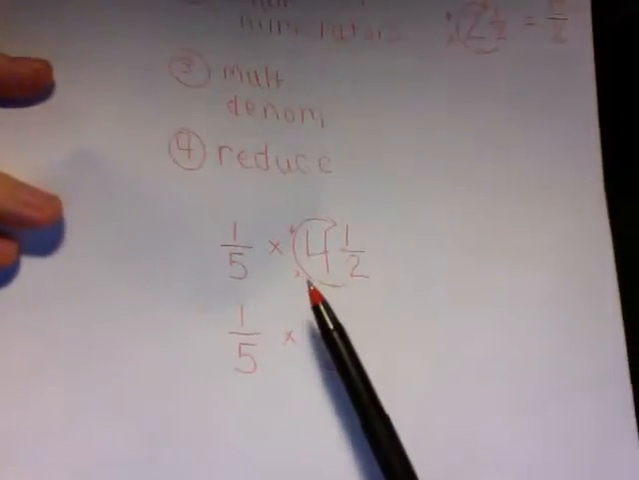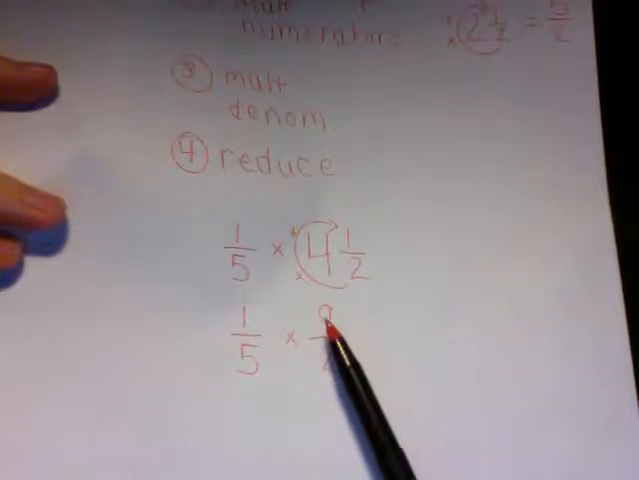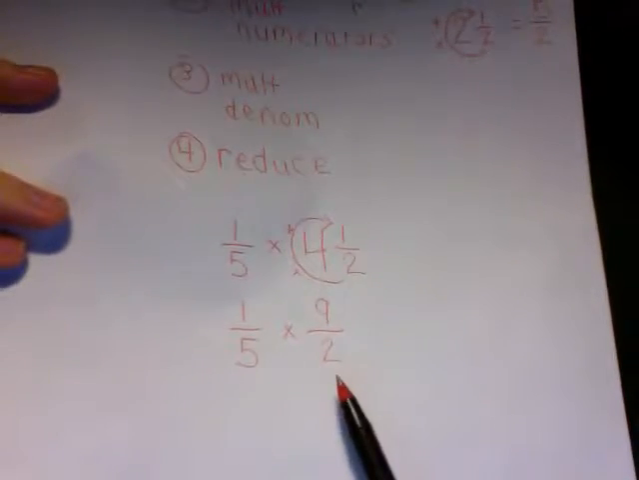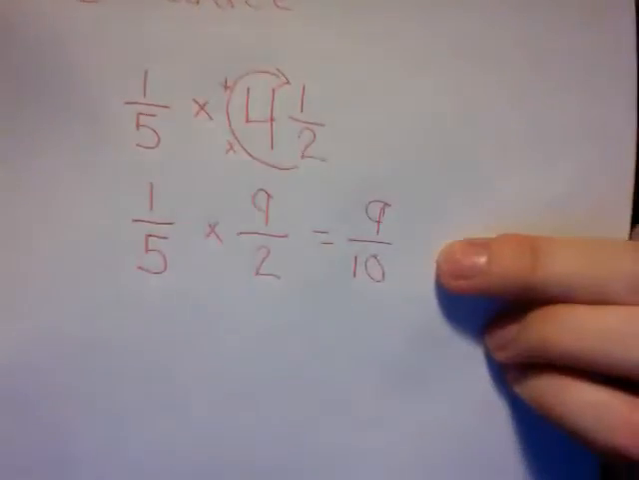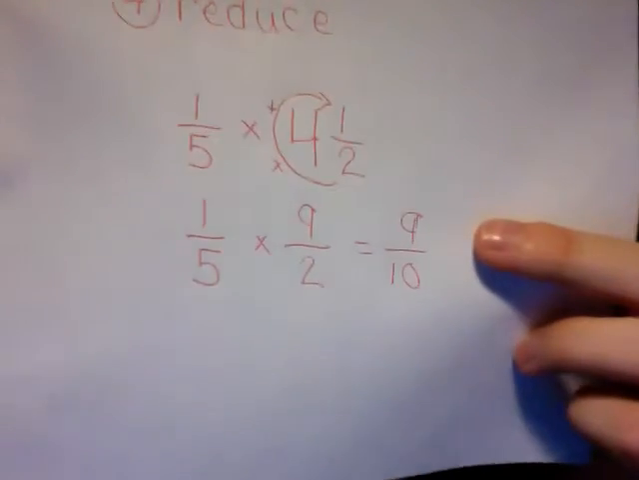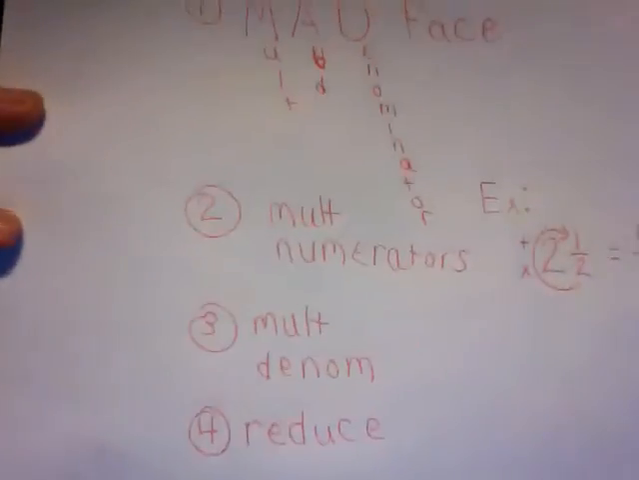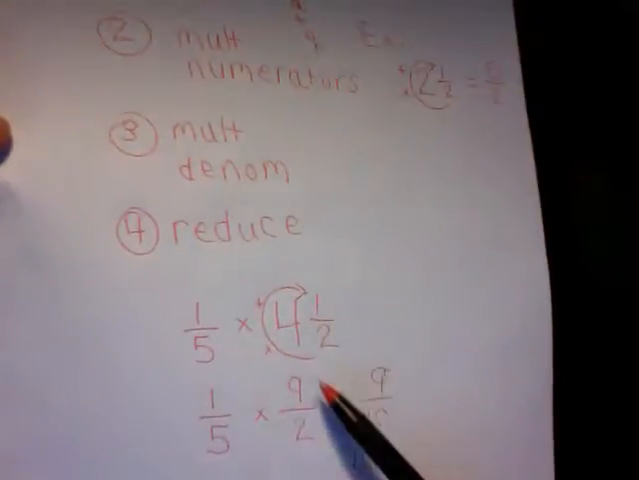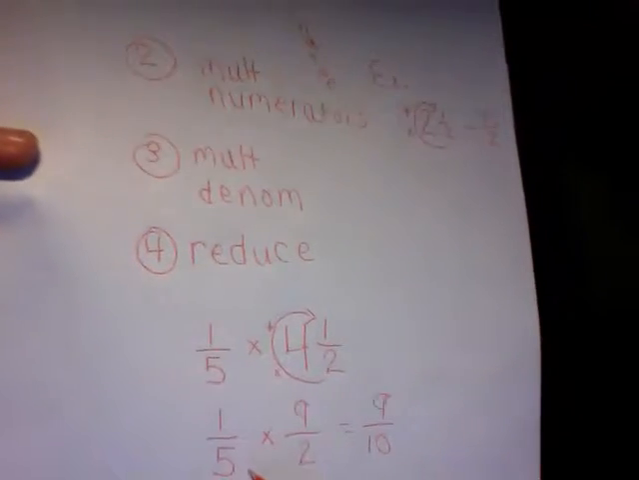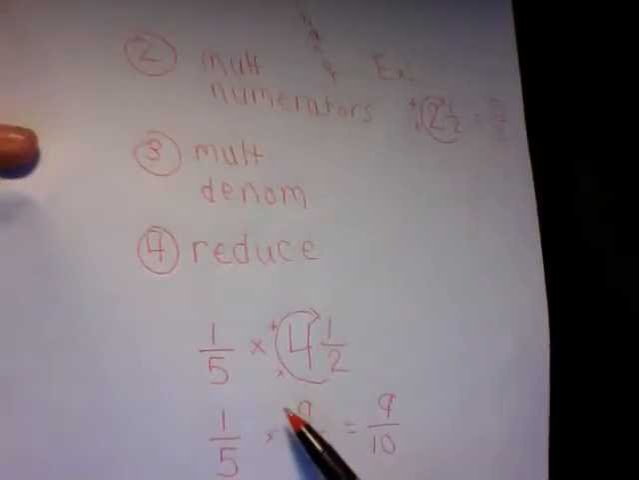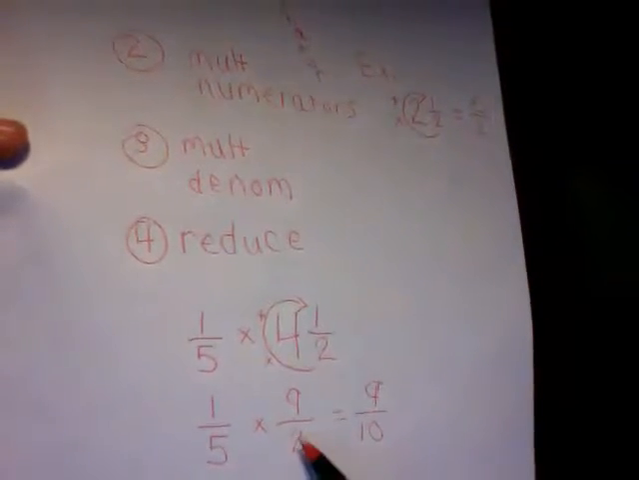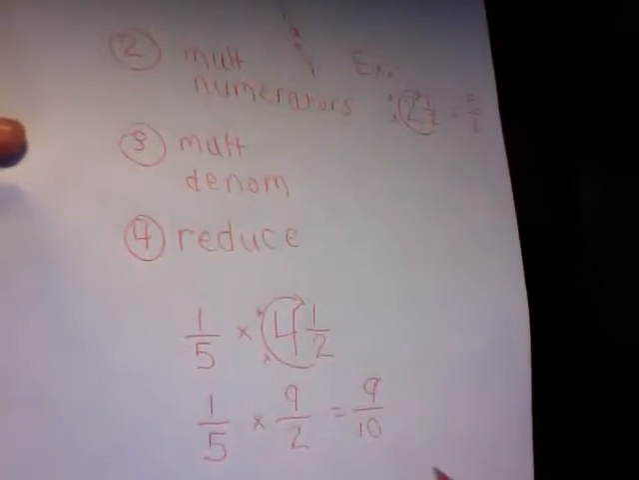Now, I'm going to simply multiply across how I've taught you to do it. What's 9 times 1? 9. What's 2 times 5? 10. So my answer is 9/10. And can I reduce that? No, I cannot. So we MAD faced. We turned 4 and 1/2 into 9 halves. We left 1/5 because it was not a mixed number. Then we multiplied the numerators and the denominators and we got 9/10.